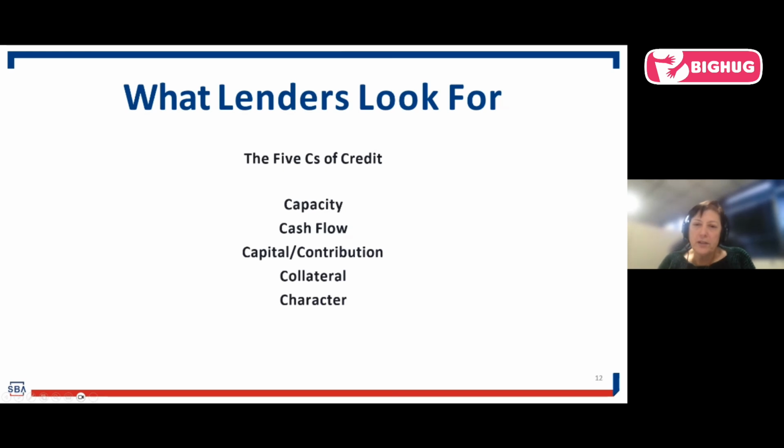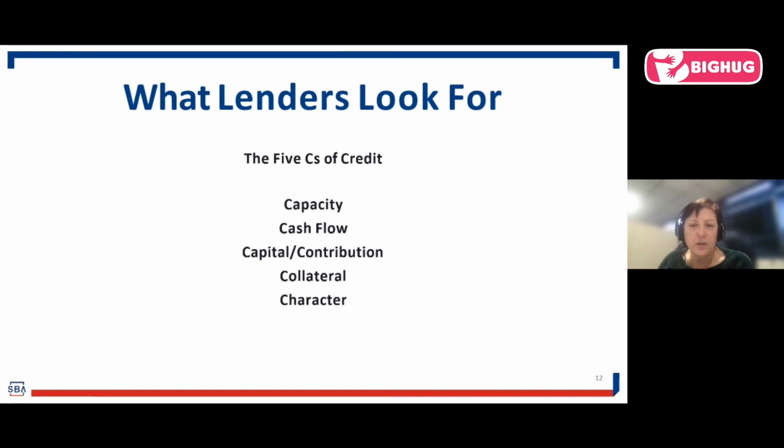So now what we're going to transition to is the 5 C's of credit. These are the risk factors that a lender is going to be looking at when reviewing your business plan. So you definitely want to include all of this information in your plan as you're giving it to your lender. The 5 C's are capacity, cash flow, your capital contribution, the collateral, and the character, which I mentioned prior.